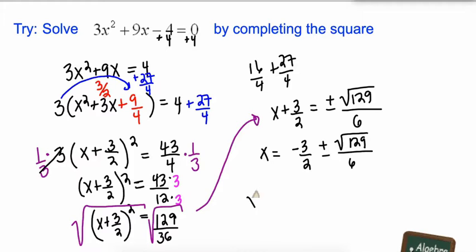Now some answers may require a common denominator. So they may say, well, let's multiply the numerator and the denominator by 3 so that we can get a 6 as the denominator. And then the numerator becomes negative 9 plus or minus the square root of 129, and then that is all over 6.